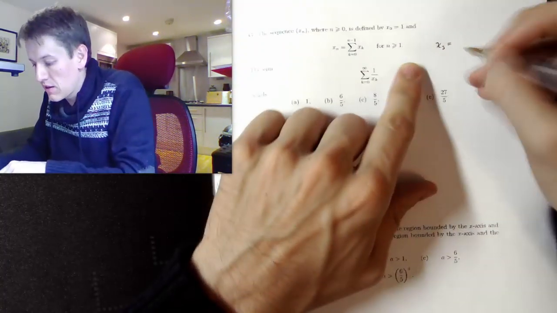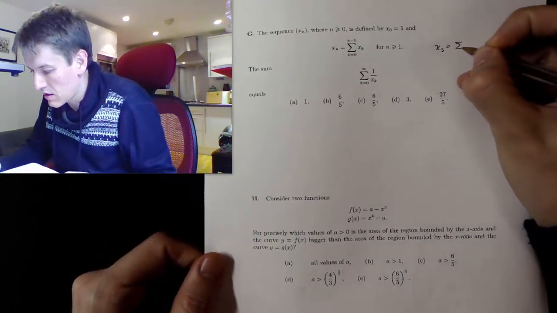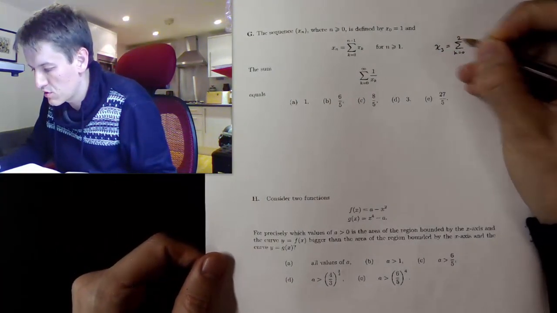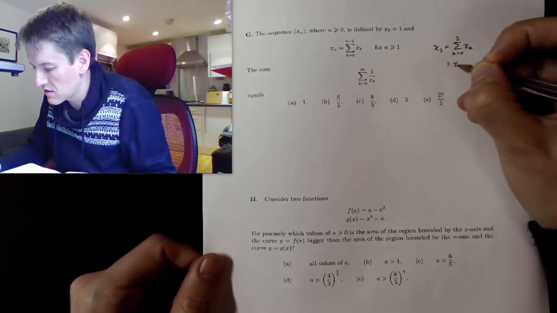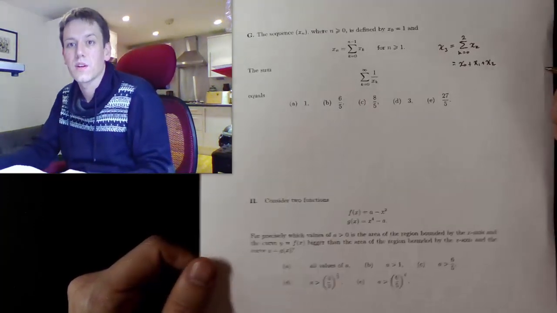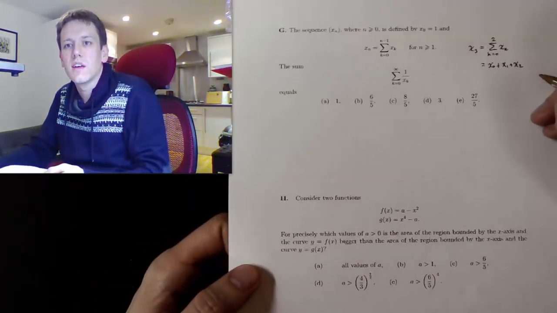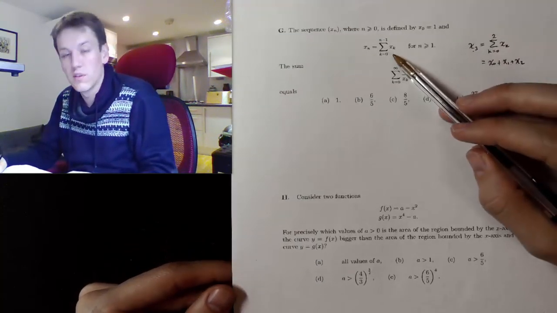So x3 would be the sum from k equals 0 to 2 of xk. So what's that saying? That's x0 plus x1 plus x2. Okay. So in general here, x3 is just the sum of all of the terms that have gone before it.